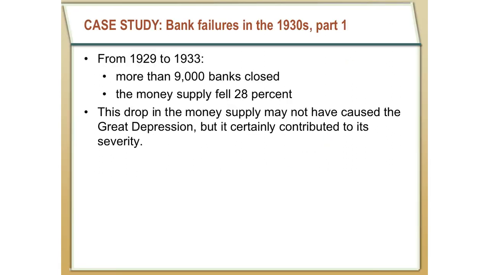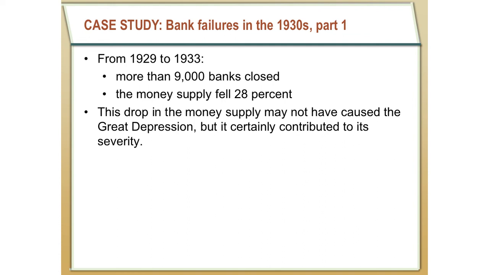We'll study the Great Depression in more detail when we talk about economic fluctuations later in the semester. But one of the key features of the Great Depression was all of the bank failures that happened in the early 1930s. From 1929 to 1933, more than 9,000 banks closed, went bankrupt. At the same time, the money supply fell by 28%. So the failure of these banks and the drop in the money supply, the decline in money creation that is supported by the banking system, was certainly a big factor in making the Great Depression as severe as it was and making the recovery slow.